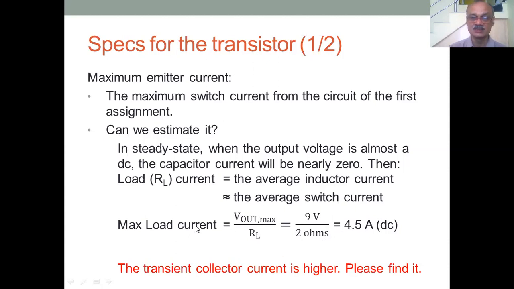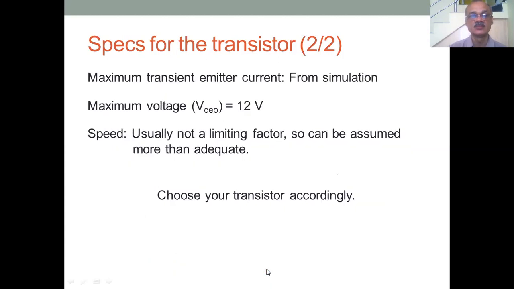Also remember that this is a DC current we have estimated. When you actually simulate the circuit, you'll see that during the transient, when the switch is turning on and off, the collector current actually goes higher. So you'll find that only from the simulations. You can estimate it on paper also, but that is a detailed exercise. So please find the actual highest possible collector current required by your circuit, from simulation.